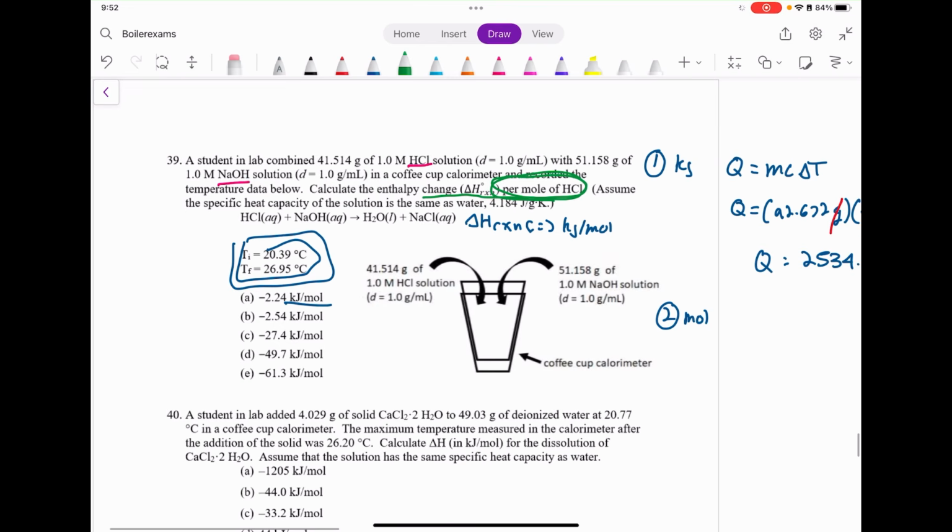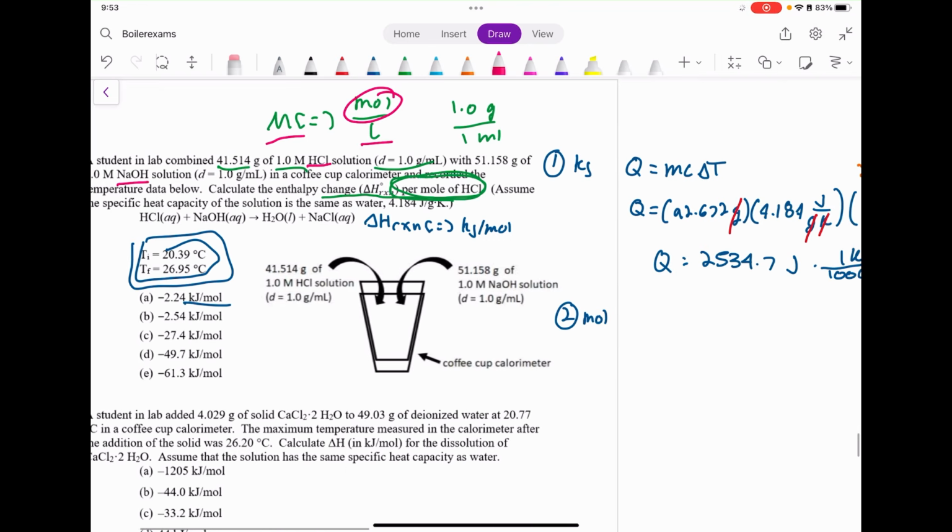They give us 3 pieces of information. We have a mass of our solution. We have the concentration of our solution, and molarity is moles per liter. And they give us a density in grams per milliliter, which they tell us is 1 gram per 1 milliliter. So what we're going to want to solve for is moles, and we know the molarity, so we just need to get liters.